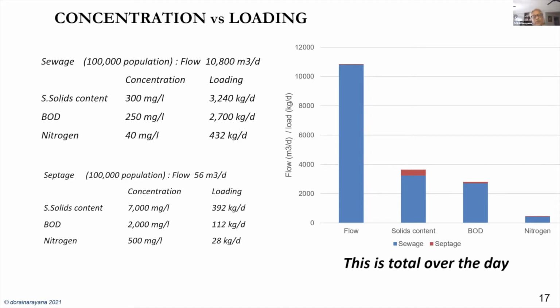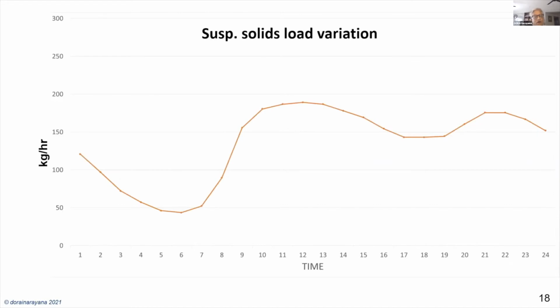But what happens when we look at the variation? Here's the variation of suspended solids coming to a sewage treatment plant due to the sewage. So the pattern follows the pattern for a sewage variation as well. So when the sewage peaks, the total solids peaks, because you know volume multiplied by concentration is the loads, right? So this is what it is.